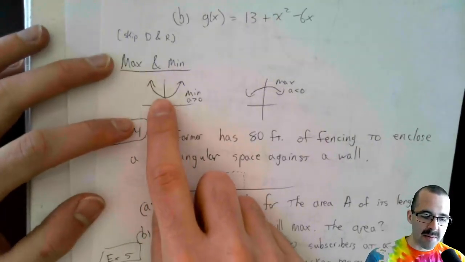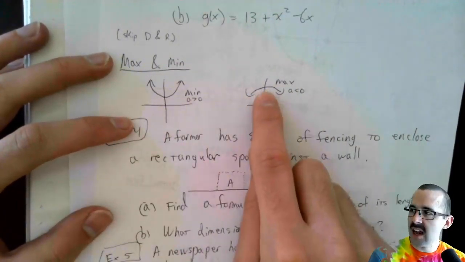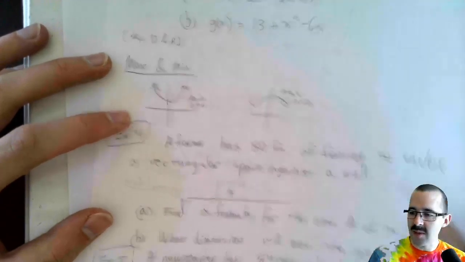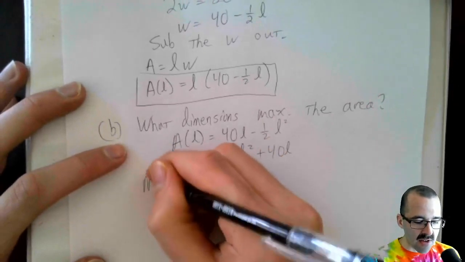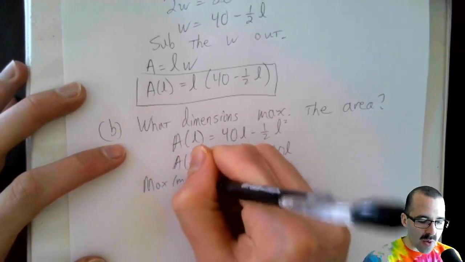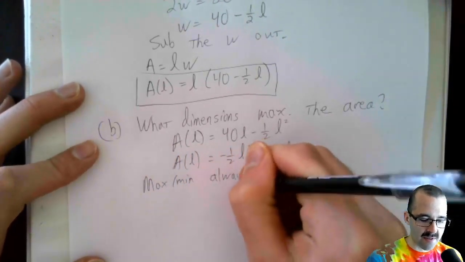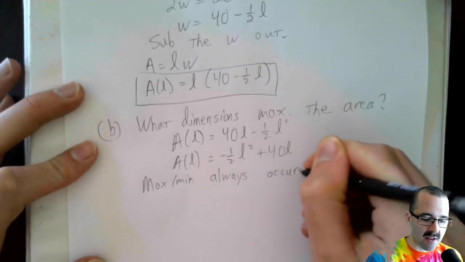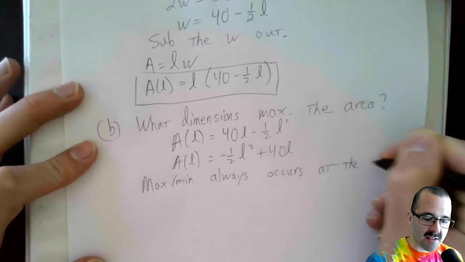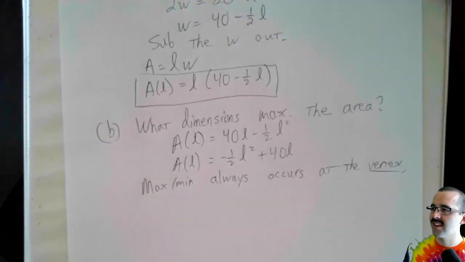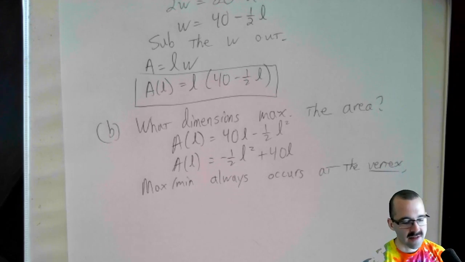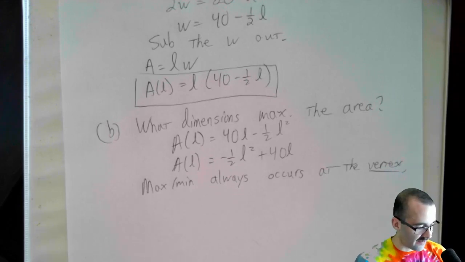If we have an upward parabola, the minimum is going to be at the vertex. If we have a downward parabola, the maximum is going to be at the vertex too. So the max or the min always occurs at the vertex. So this problem sounds fancy, but all we're asking you to do is find the vertex and then answer it in a way that makes sense.